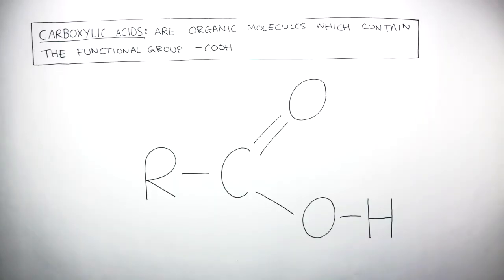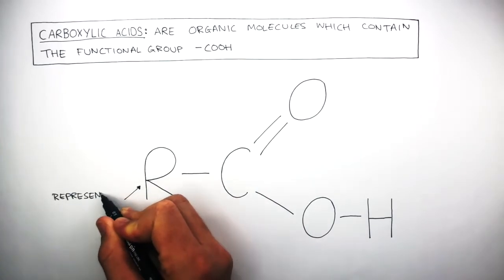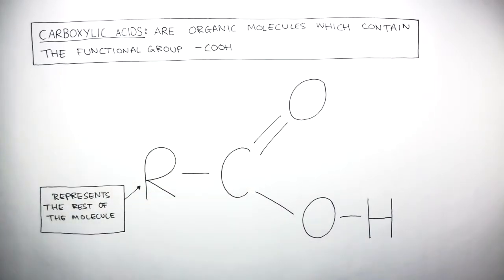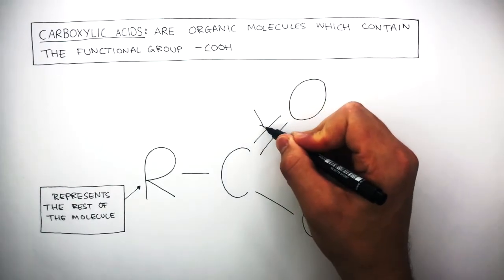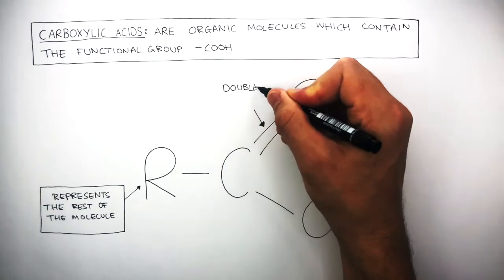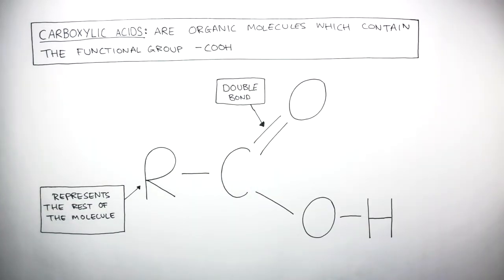This represents the displayed formula of a carboxylic acid, where R represents the rest of the molecule. Whatever that molecule may be, R represents the rest of the molecule. And between the carbon and oxygen atom, there is a double bond. These two lines represent a double bond.